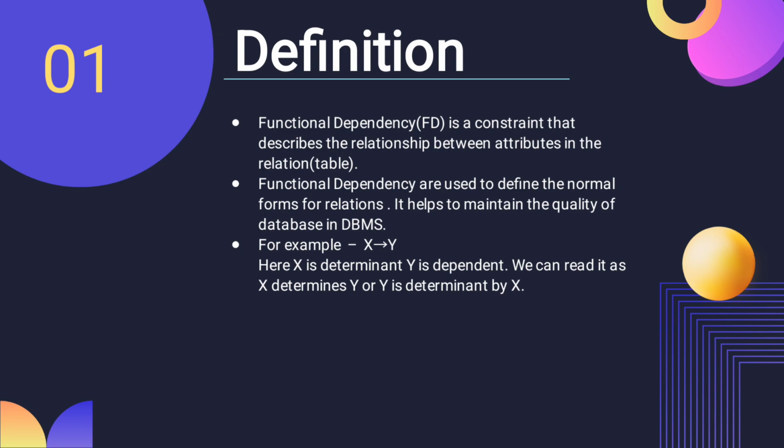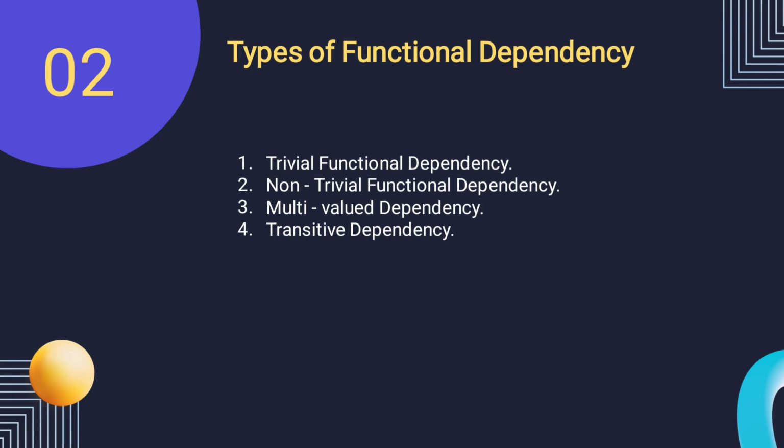Here we can see that X determines Y, where the attribute set on the left hand side of the arrow, X, is called the determinant and Y is called the dependent. There are four types of functional dependency: trivial functional dependency, non-trivial functional dependency, multi-valued dependency, and transitive dependency.